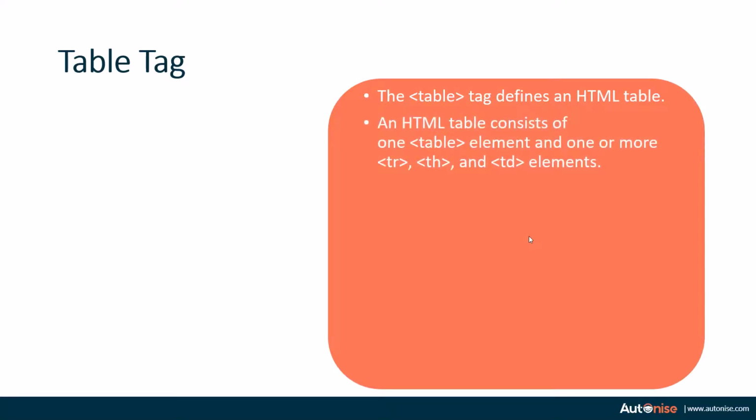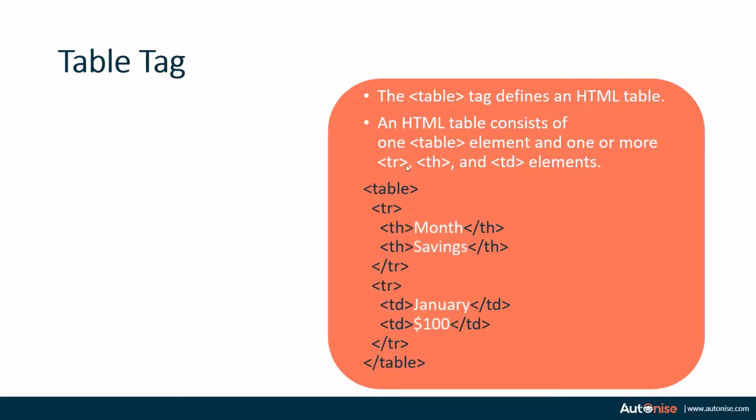Next, let us have a look at the table tag. The table tag defines an HTML table. The HTML table consists of one table element and one or more tr, th, and td elements. The tr tag stands for table row, th stands for table heading, and td stands for table data.